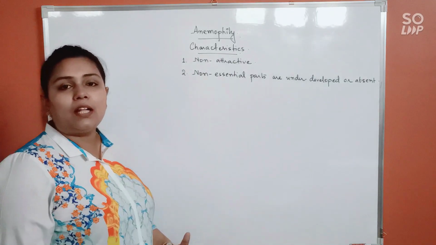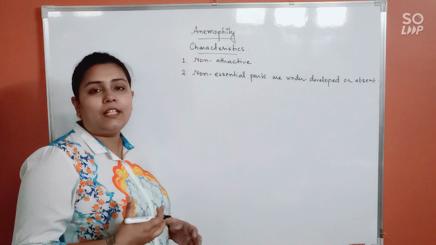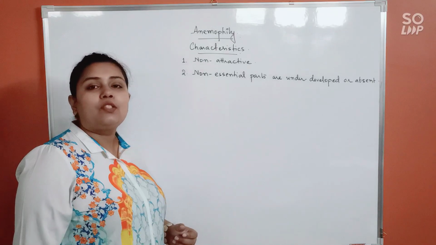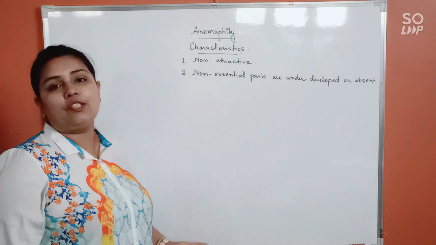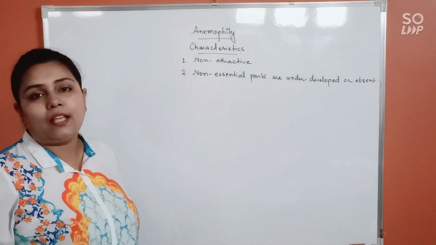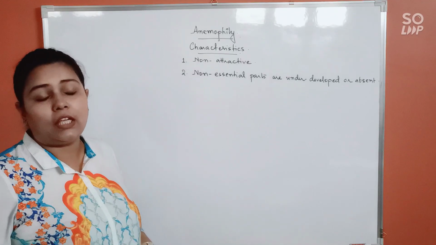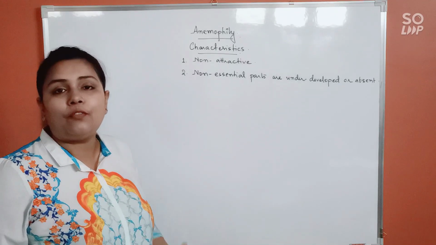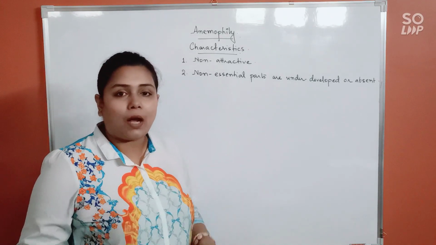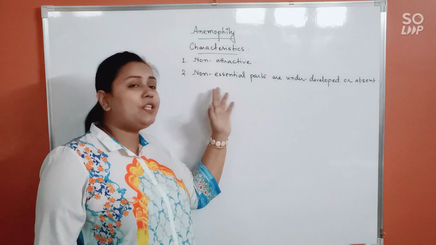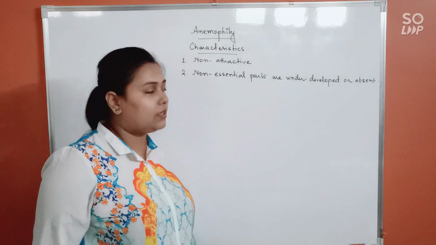See, non-essential parts, like mostly the petal, it is meant for attracting the pollinating agents, isn't it? So here there is nothing that can be attracted. Wind of course cannot be attracted, right? So in that case, why should the plant invest so much of its resource or energy in bringing about development of the sepal or the petal? Why should it bear bright color or aroma, isn't it? That's why the non-essential parts, they are underdeveloped or sometimes even absent.